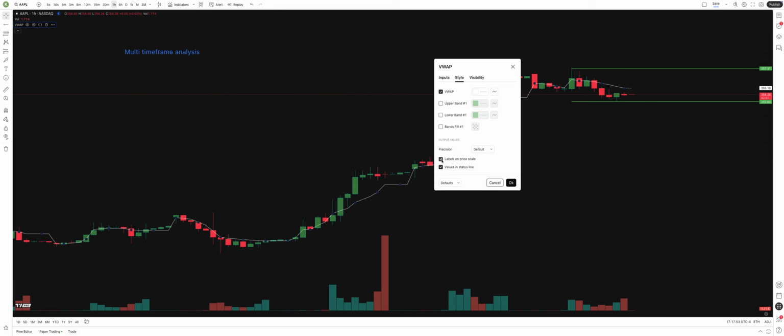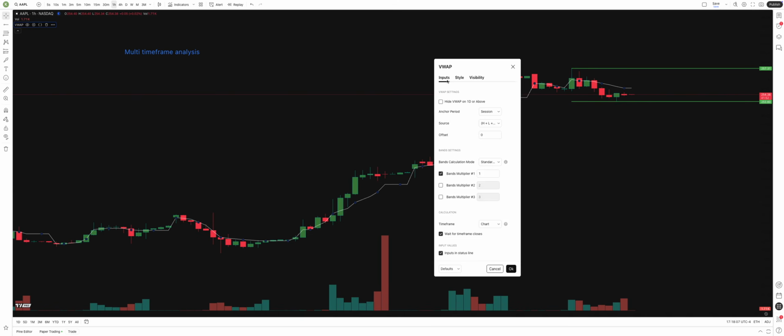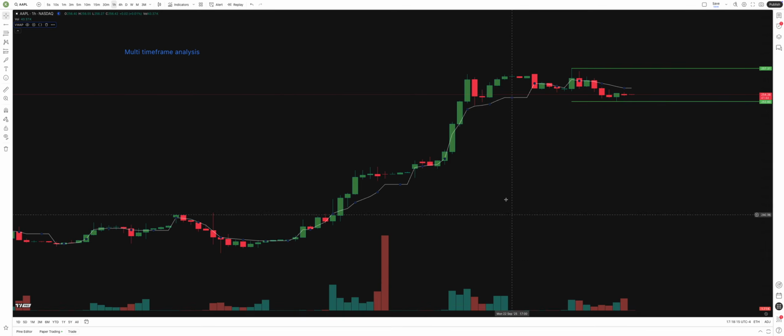Then also I like to turn this off and this off because I don't need them. I can literally hover over the VWAP and see the price on the right hand side of the chart. So all of this you want to keep the same. You do not want to touch any of this. And we'll just click OK. So now we've got our VWAP.